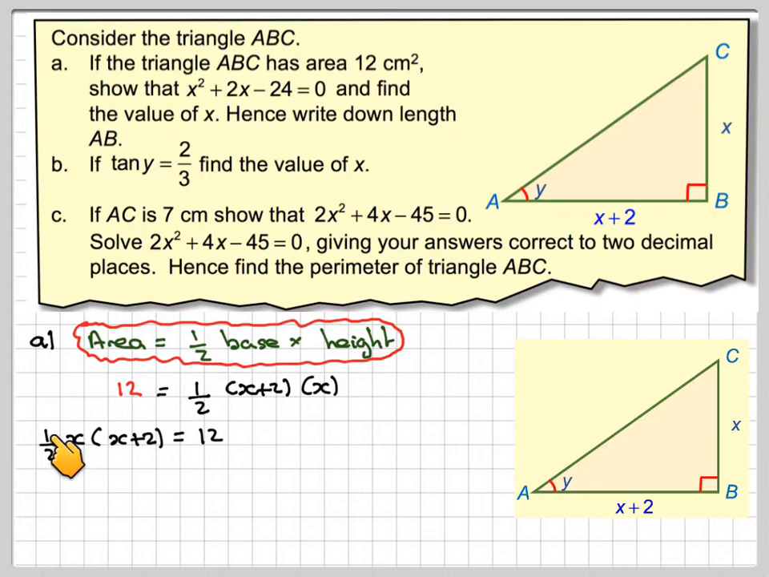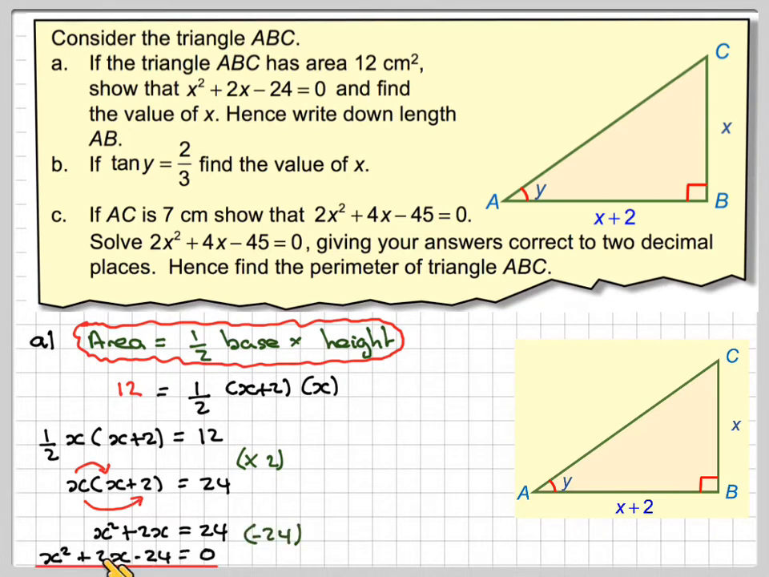Now we've got here a half. The opposite of multiplying by a half is to multiply by 2. So multiplying by 2, we're going to get x, brackets x plus 2, and 2 times 12 is 24. Expanding the bracket, we get x squared plus 2x is equal to 24. The opposite of adding 24 is to take 24, so we're going to get that x squared plus 2x minus 24 is equal to 0, which is the required result.